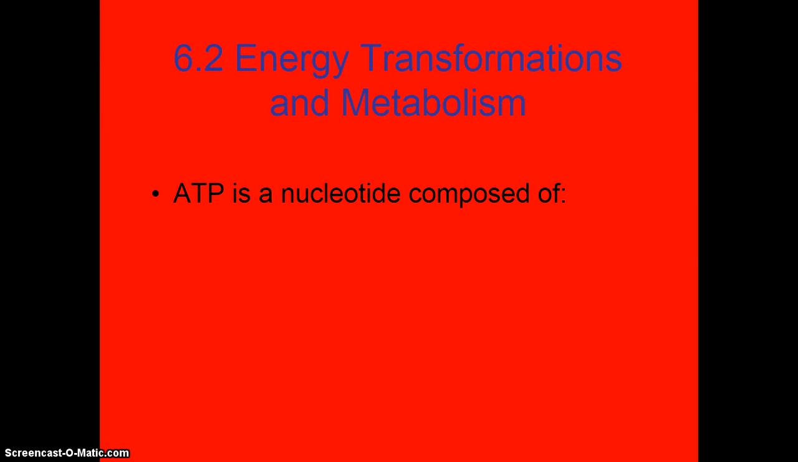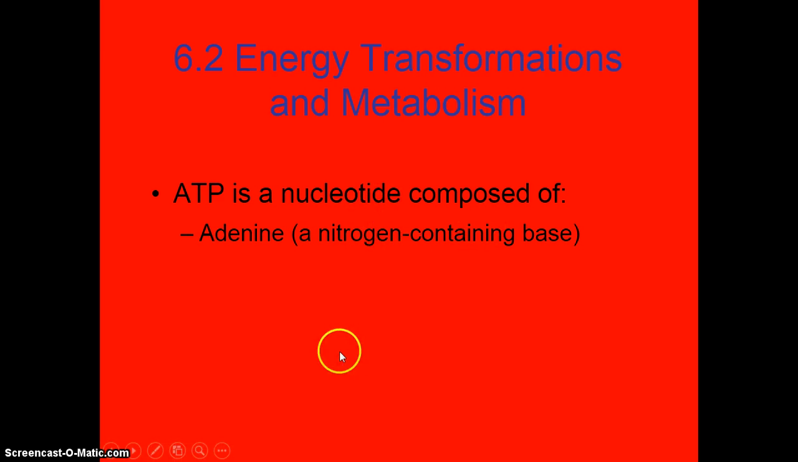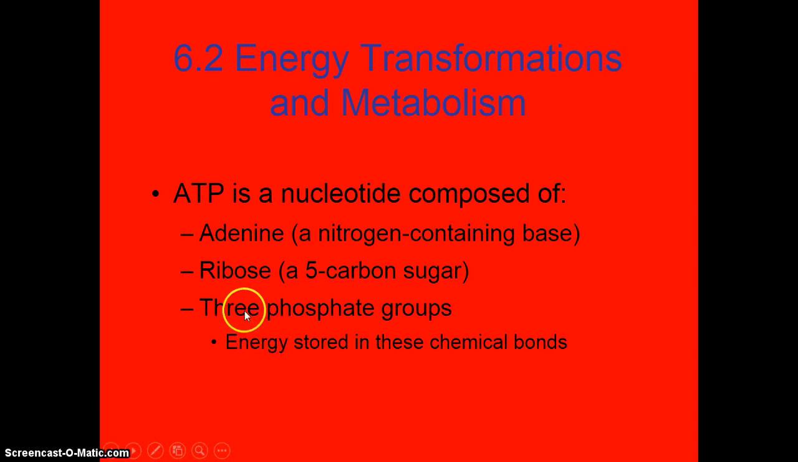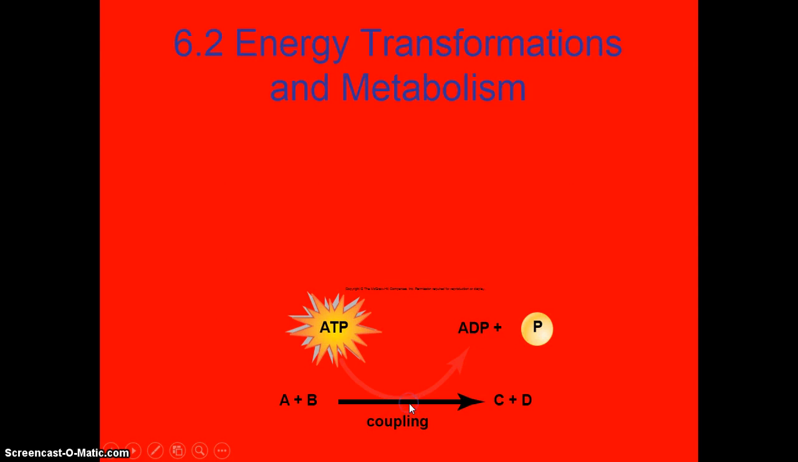ATP is a nucleotide, and it's made up of adenine, which is a nitrogen-containing base. It's made up of ribose, which is a 5-carbon sugar that makes up RNA, and 3 phosphate groups. And the energy that is stored within the ATP molecule is stored in these chemical bonds between the phosphate groups.